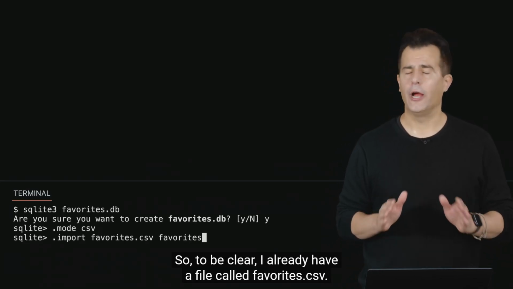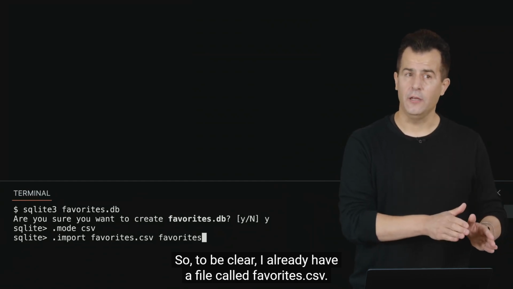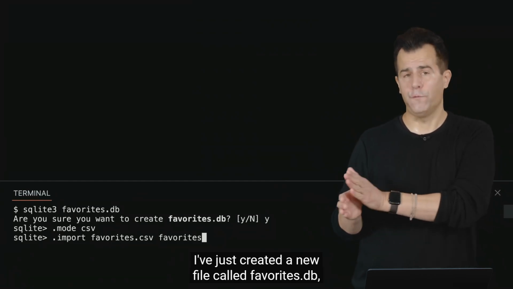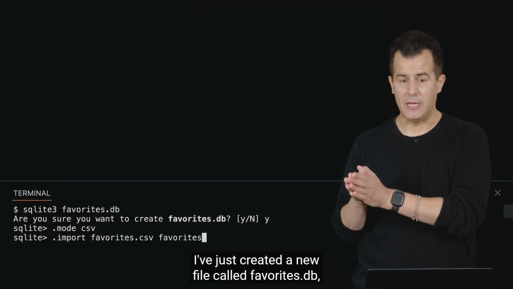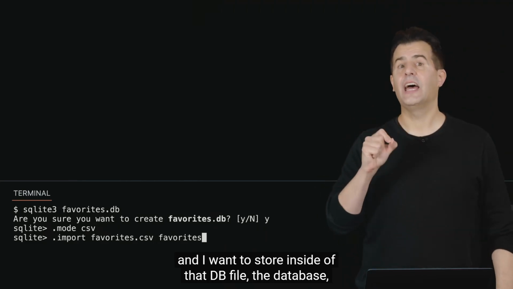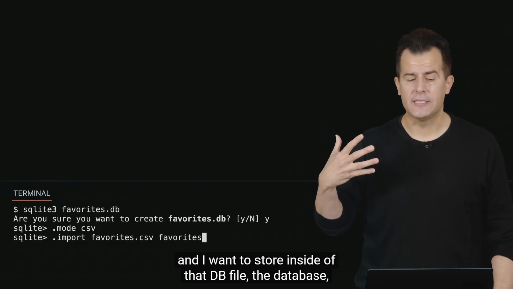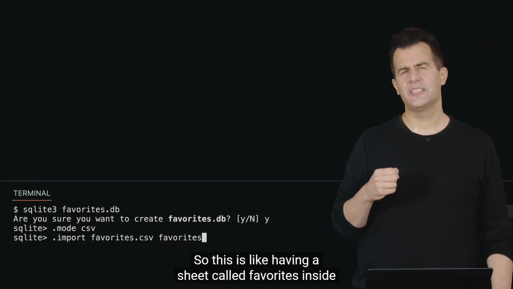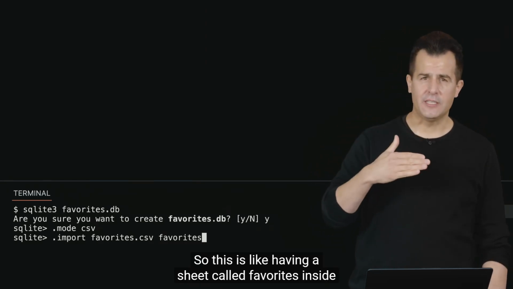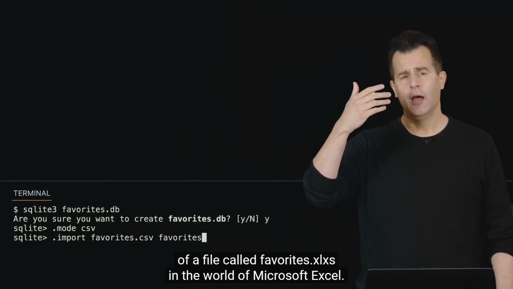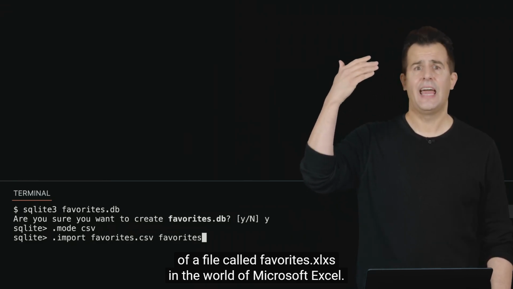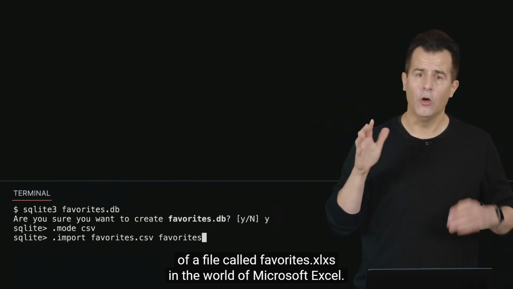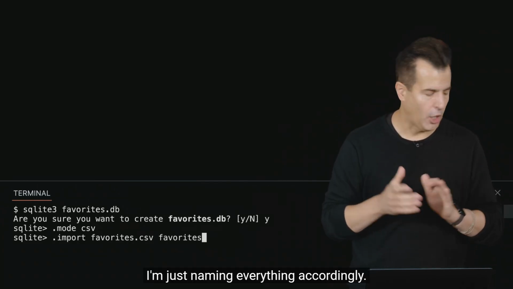So to be clear, I already have a file called favorites.csv. I've just created a new file called favorites.db, and I want to store inside of that DB file, the database, a table called favorites. So this is like having a sheet called favorites inside of a file called favorites.xlsx in the world of Microsoft Excel. I'm just naming everything accordingly.